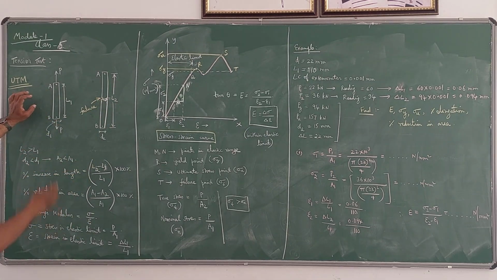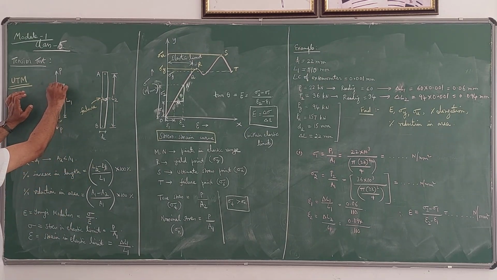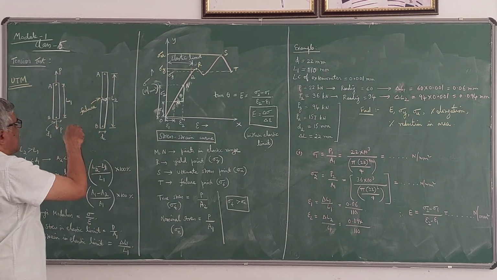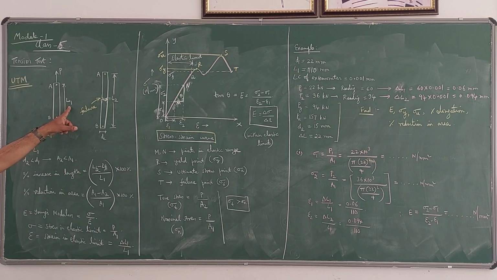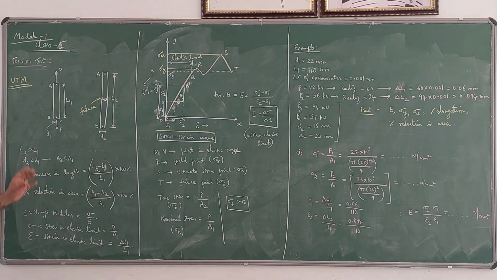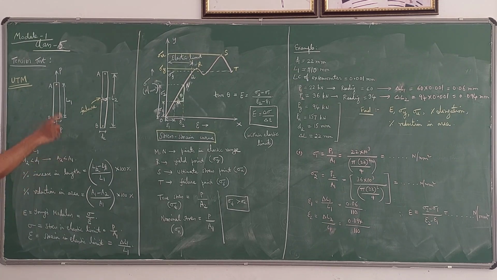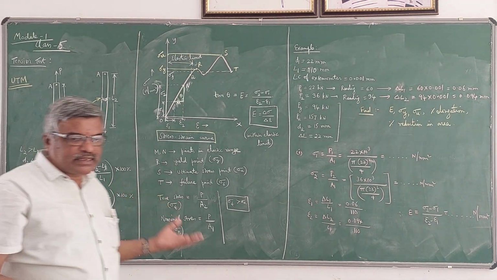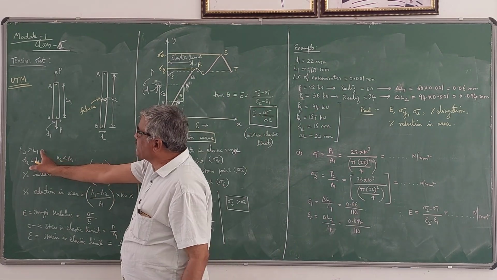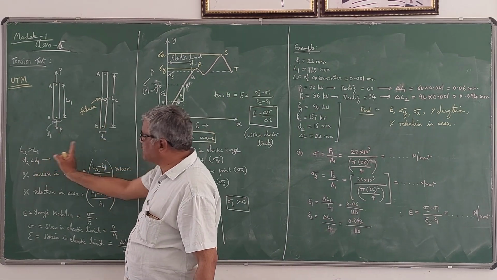Here, these two points, A and B, are called gauge points, and this length is called the gauge length. L1 is called the initial gauge length, and L2 is the final length of the specimen. As you observe here, in the tension test, length increases but diameter reduces. Diameter reduces means L2 is greater than L1 but D2 is less than D1.